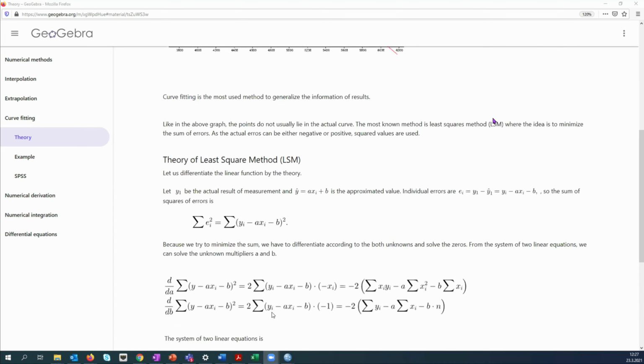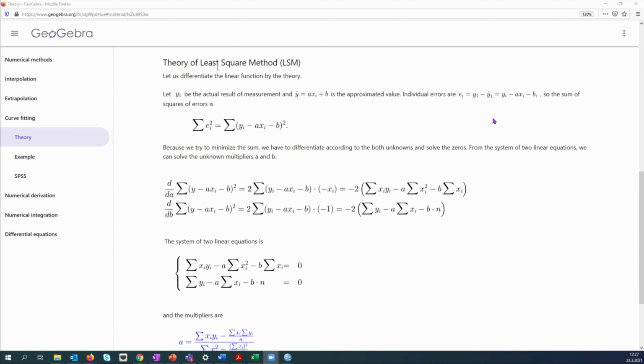So the idea behind the least squares method is that the value given by the approximation and the value given by the measurement, the difference of them is as small as possible. So basically, if we have a linear function or polynomial function as an approximation function, the difference between the value of this and this should be as small as possible.